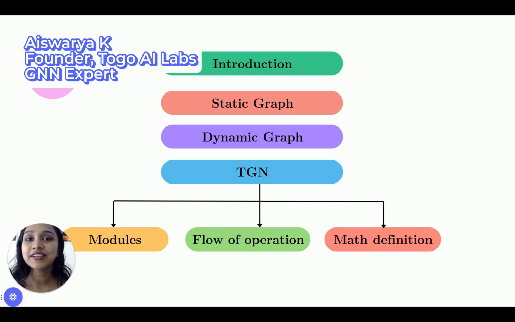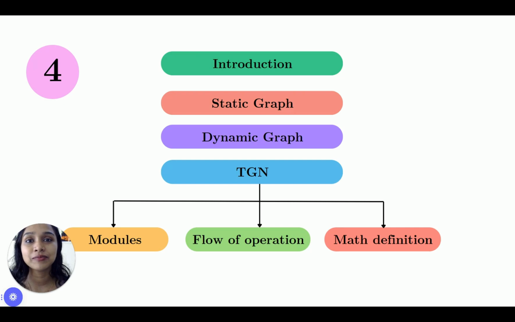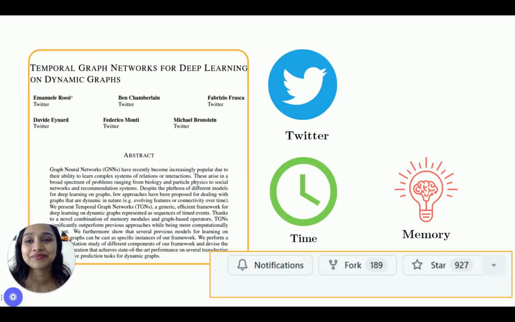We will have a gentle introduction to temporal graph networks. We will see what static and dynamic graphs are in this lecture. Then we will understand more about temporal graph networks, which are a classification of dynamic graphs. We will explore what the modules of a temporal graph network are, how a temporal graph network works, and we will see the mathematical definition for each of the modules. And finally, in the second part of this video, we will analyze temporal graph networks working with a very simple numerical example. So let us get started.